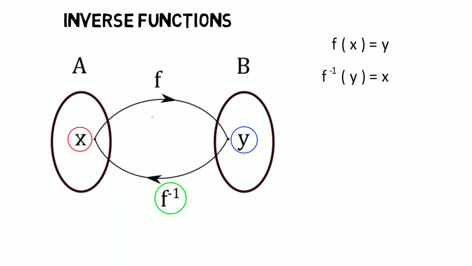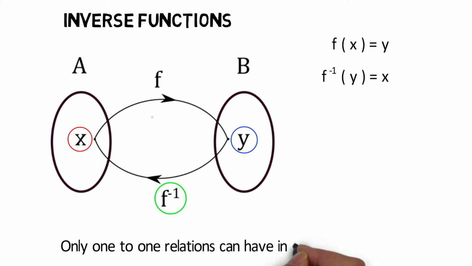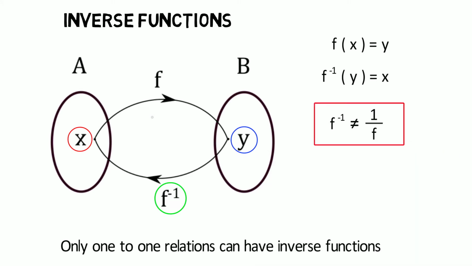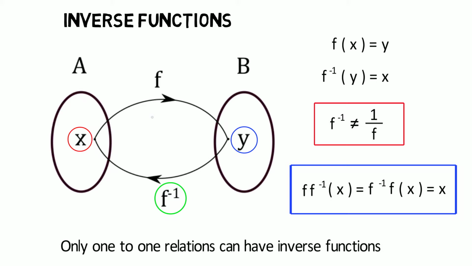It is important to note that only one-to-one relations can have inverse functions. In the case of many-to-one relations, the inverse function will have more than one image, therefore disqualifying it as a function. Here are a few important rules to take note of. The first rule is that the law of indices does not apply to inverse functions, so f inverse does not equal 1 over f. The second rule is that composite function f inverse f(x) is always equal to x, and so is f f inverse(x).